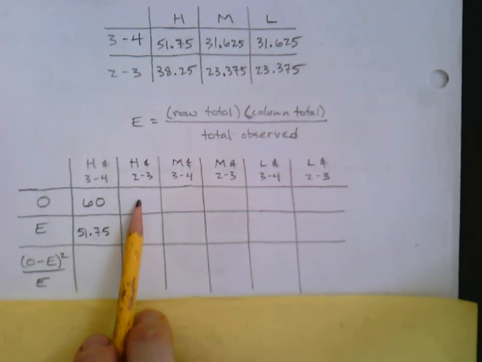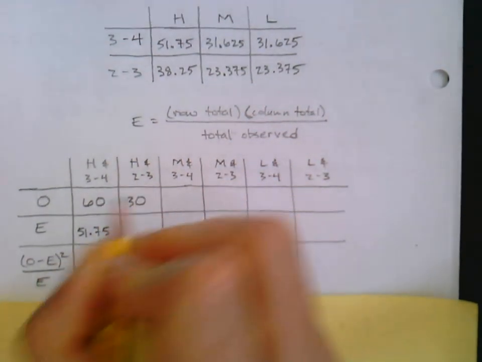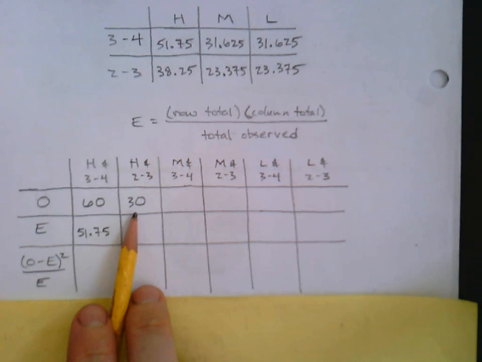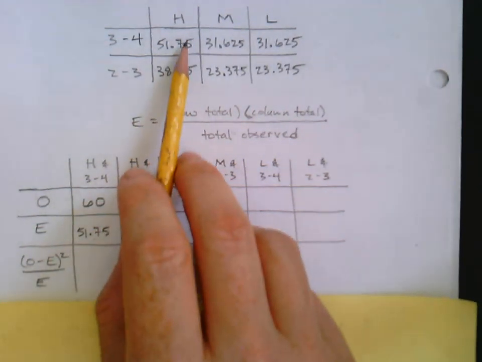Okay, let's go to the next one. What did we observe for high and 2 to 3? 30. High anxiety, 2 to 3 GPA. What's the expected? High anxiety, 2 to 3.